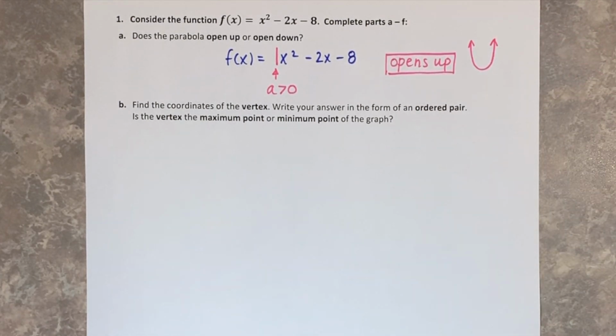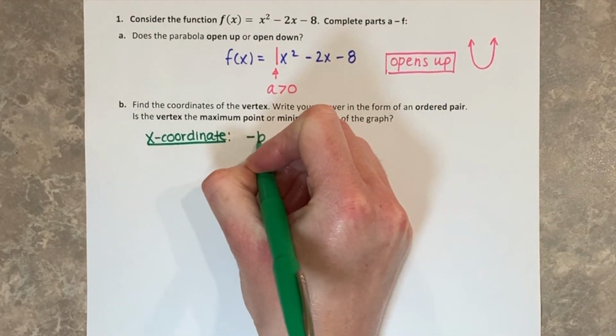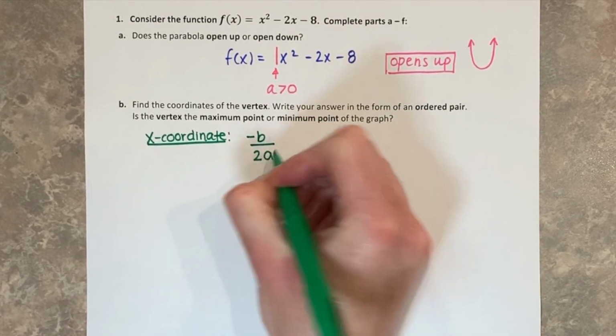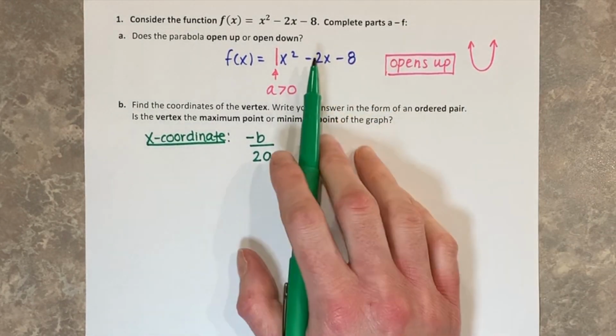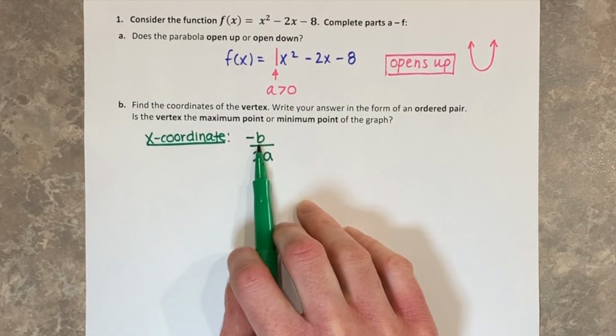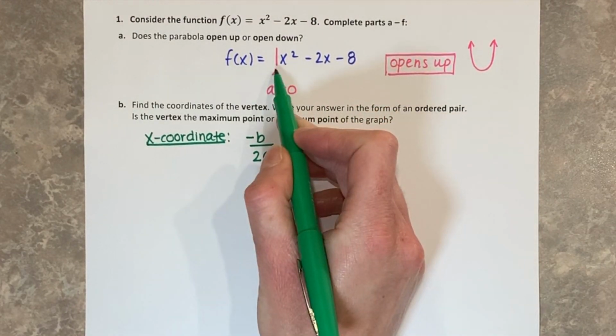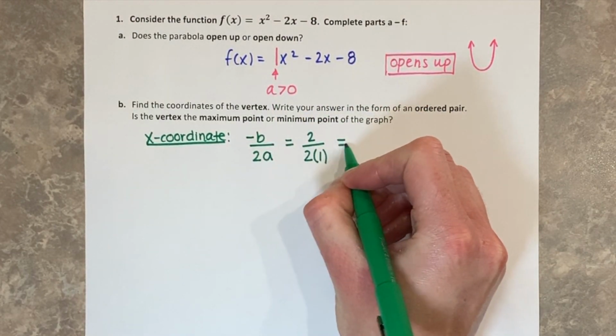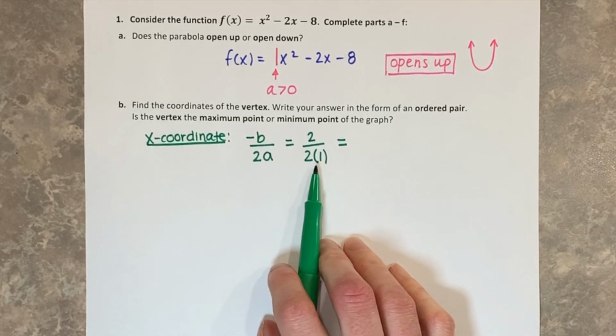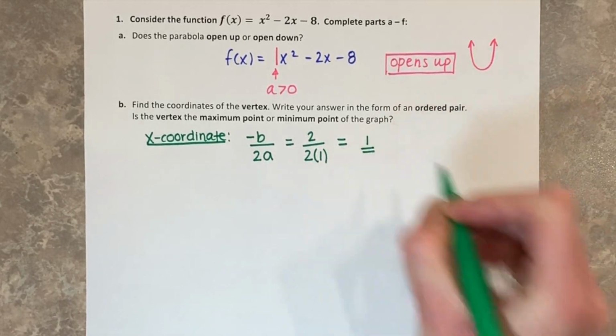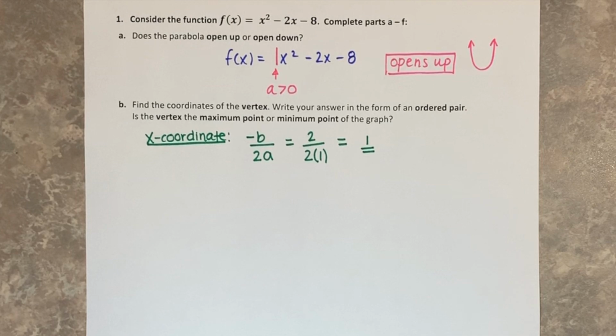Next, we want to find the coordinates of the vertex. When we're looking for the coordinates of the vertex for our parabola, we always start with the x-coordinate. And to find the x-coordinate, we're going to use the formula the opposite of b divided by 2a. So let's see. b is negative 2, so the opposite of b will be positive 2, divided by 2 times a, and we said a was 1. And if we take 2 divided by 2, that will leave us with 1. So the x-coordinate of our vertex is 1.